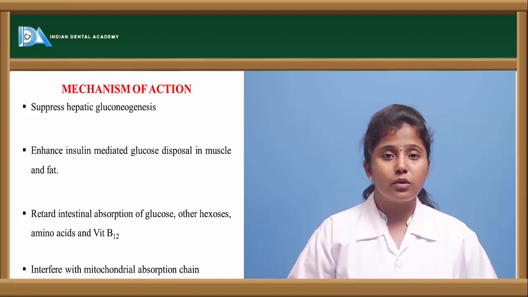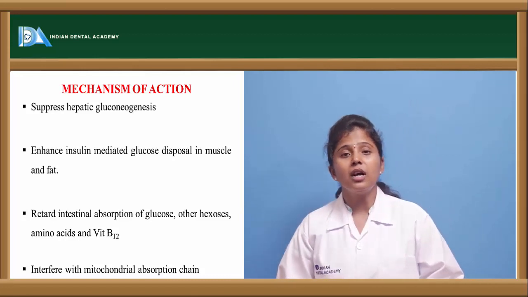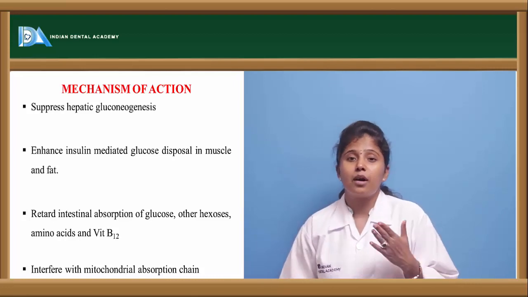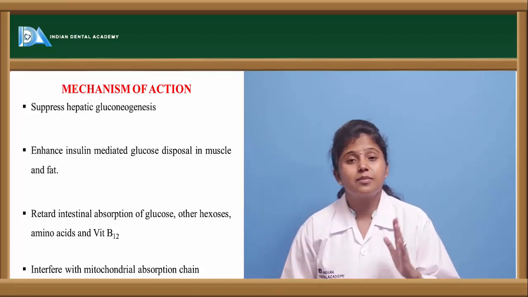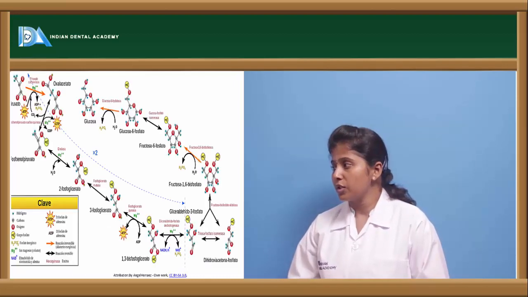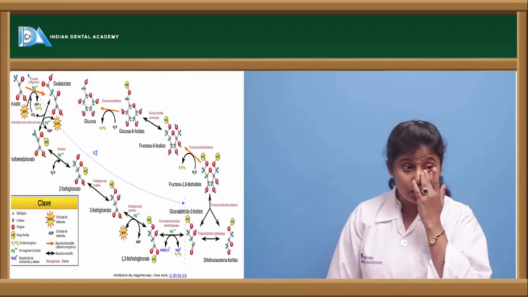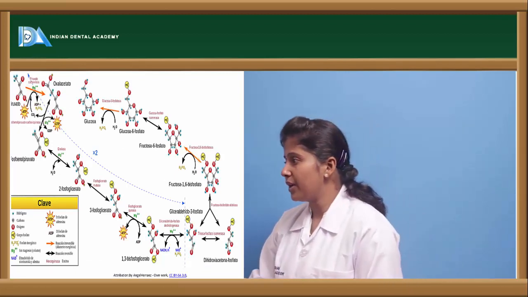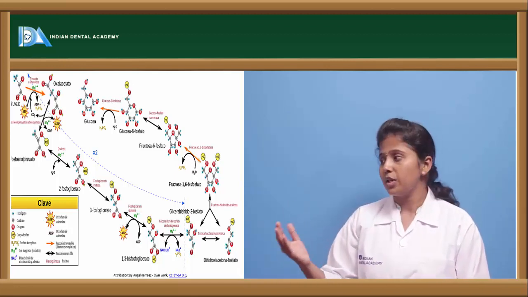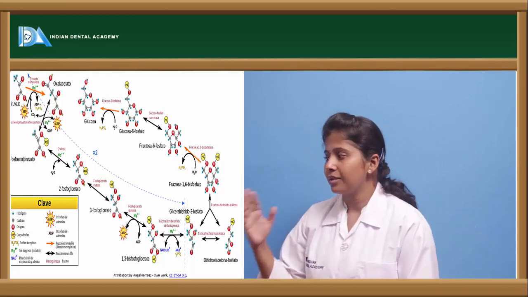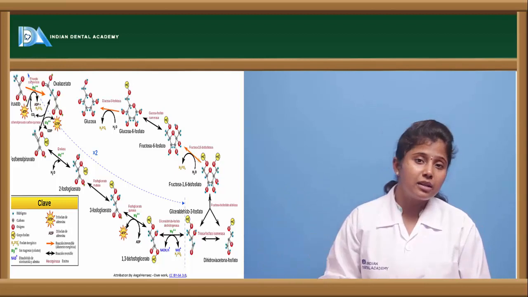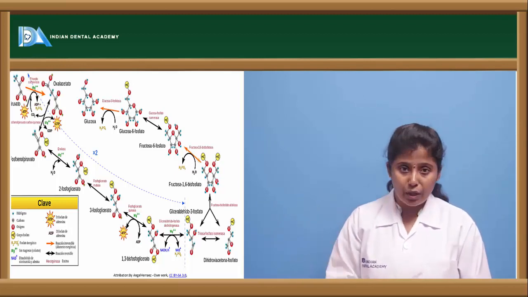In the gluconeogenesis process, the mitochondria is involved in the production of ATP. So it interferes with this mitochondrial respiratory chain. Here is the diagrammatical representation of the gluconeogenesis pathway. This is the glycolysis cycle, where from the glucose the ATP is produced, and metformin interferes with the gluconeogenesis process, thereby preventing the formation of glucose.